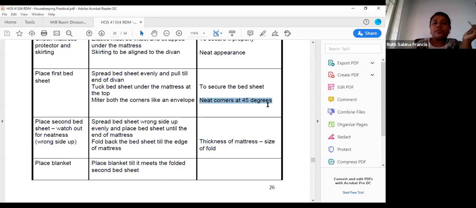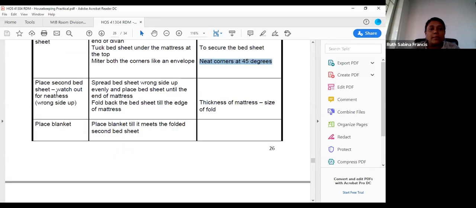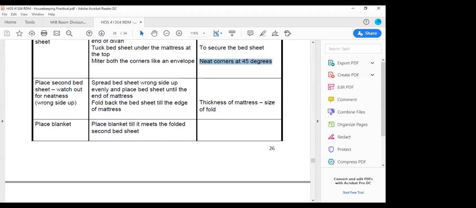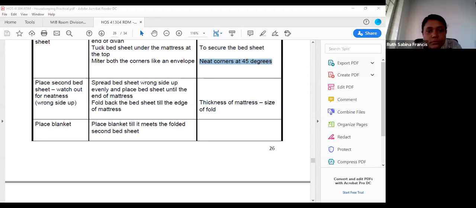And it's not only with the first bed sheet at the head side. Towards the foot side also, you tuck in your first bed sheet, your blanket, and your second bed sheet together with the mitre corner, right? Because you get a better presentation, and also the sheets are tucked in with a double fold securely, right? That is why you need to have this double fold. Okay, and place the second bed sheet. Watch out for neatness, wrong side up. You guys remember your bed making tasks, right? Yeah.